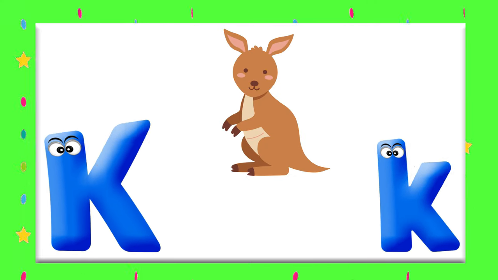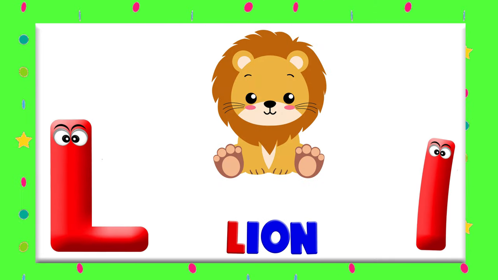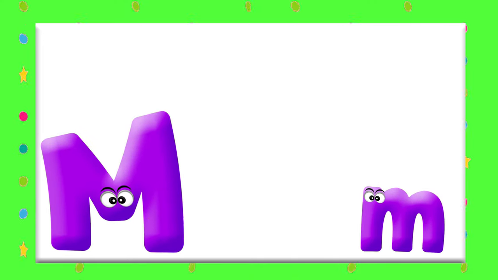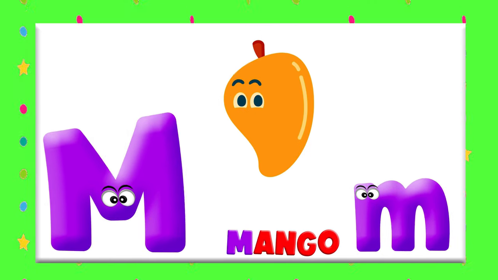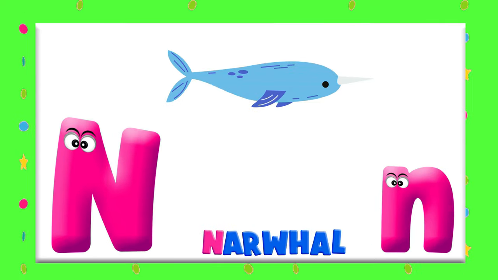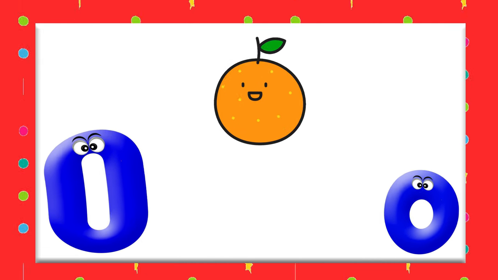K. K is for kangaroo. L. L is for lion. M. M, m. M is for mango. N. N is for novel. O. O is for orange.